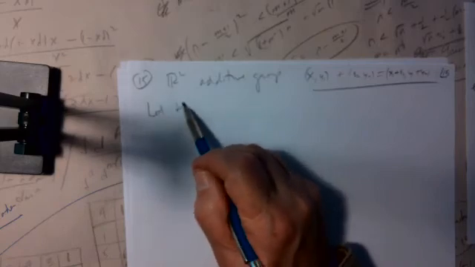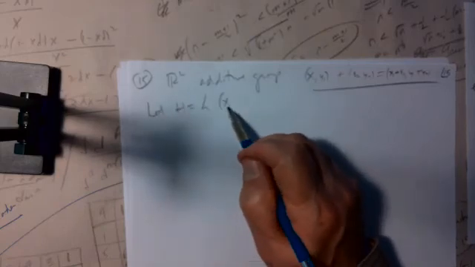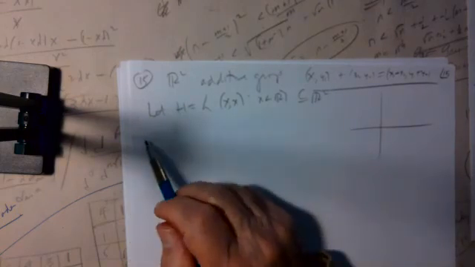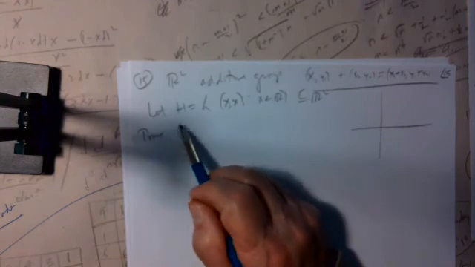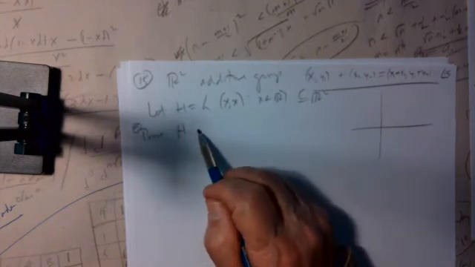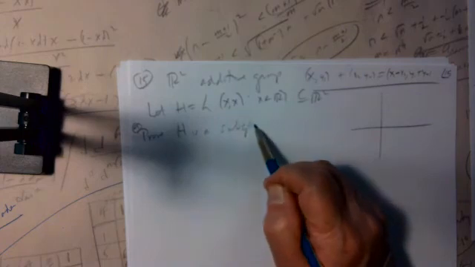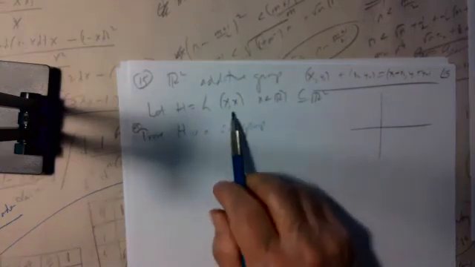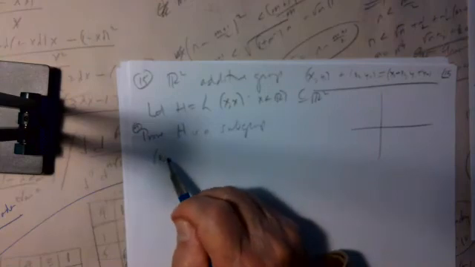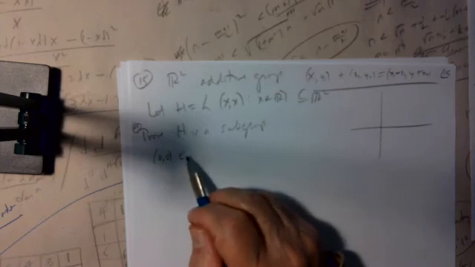Suppose we let H be the set of all vectors x comma x. So this is all vectors where x equals y. Why is this a subgroup? So we want to prove H is a subgroup. What is the identity element in R2? It's 0, 0. And that's a vector with x and y coordinates equal, so this is in H.